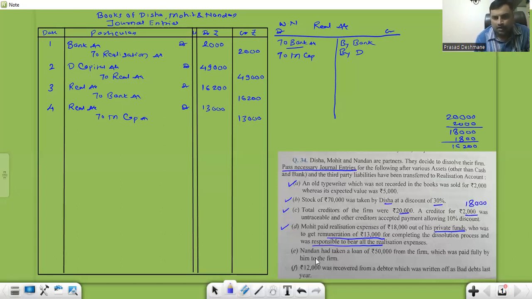E part. Nandan had taken a loan of 50,000 from the firm. The firm gave a loan to him, which was paid fully by him to the firm. So this is a partner's loan on the asset side. You remember, asset side partner's loan, where we used to record on the debit side of the capital account, right? And what will be the journal entry for that? Nandan's capital account debit to Nandan's loan account, 50,000.